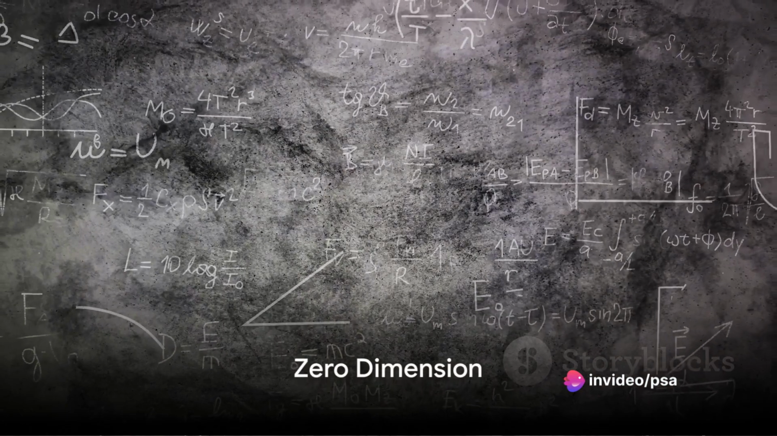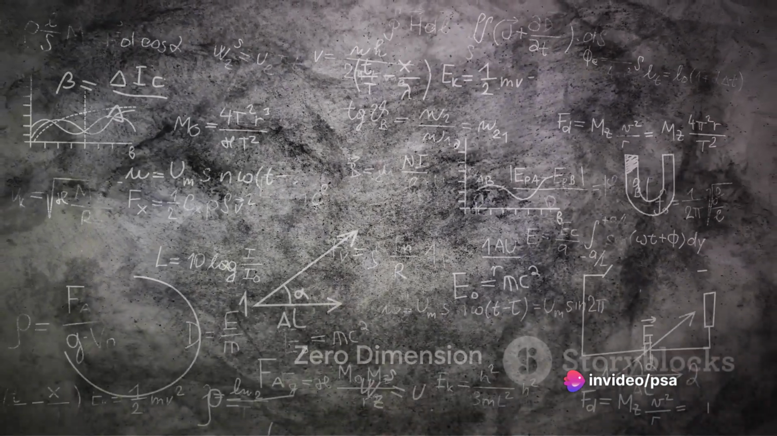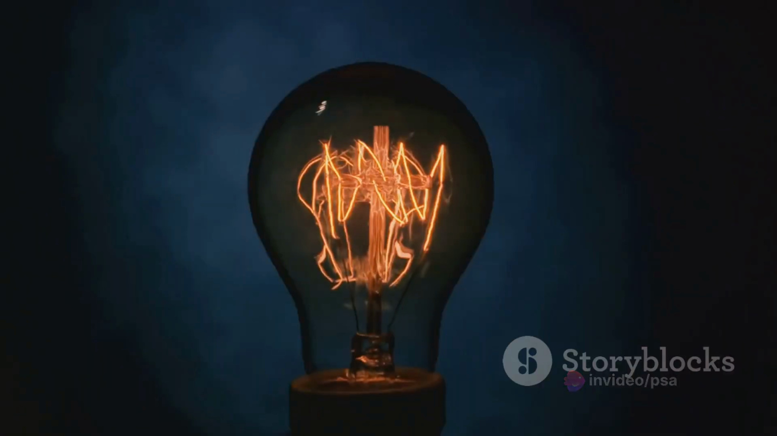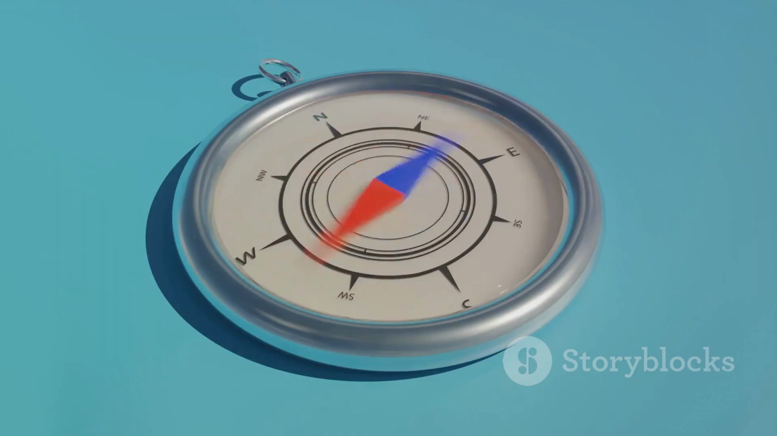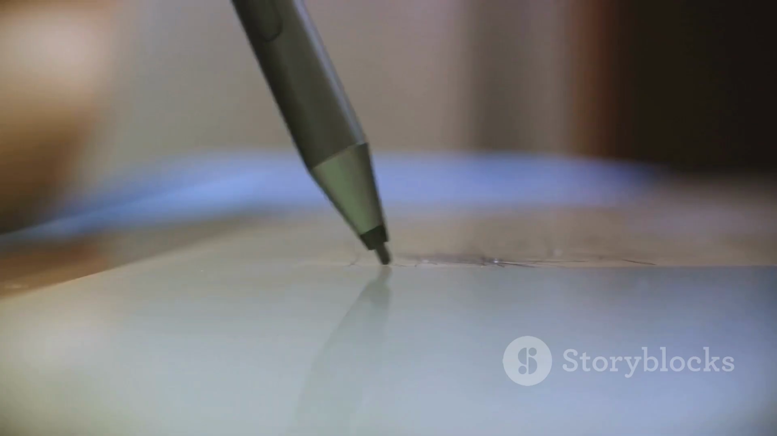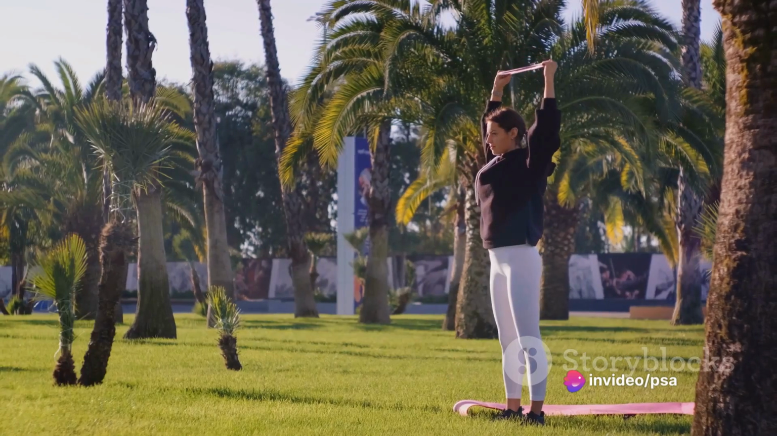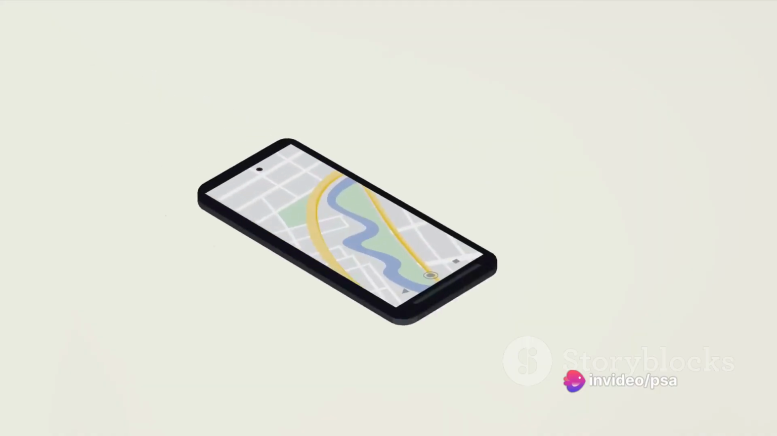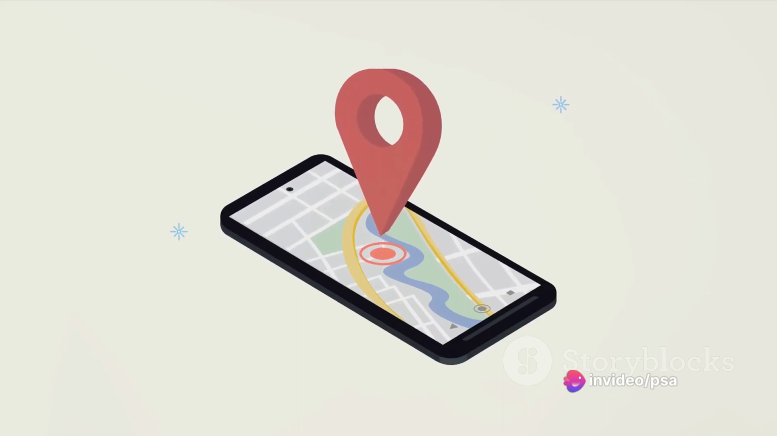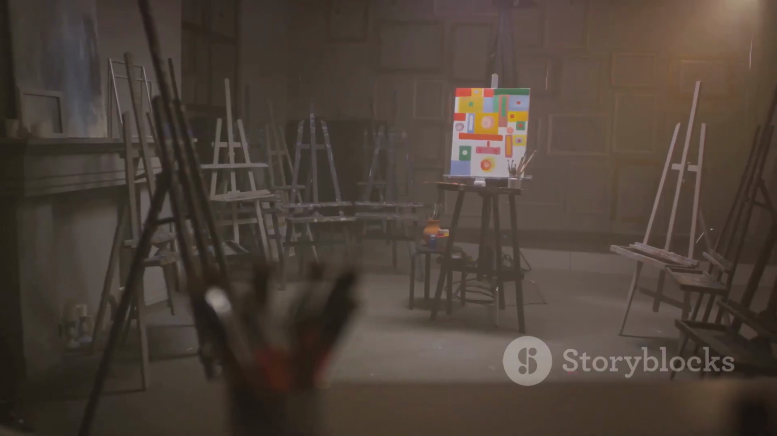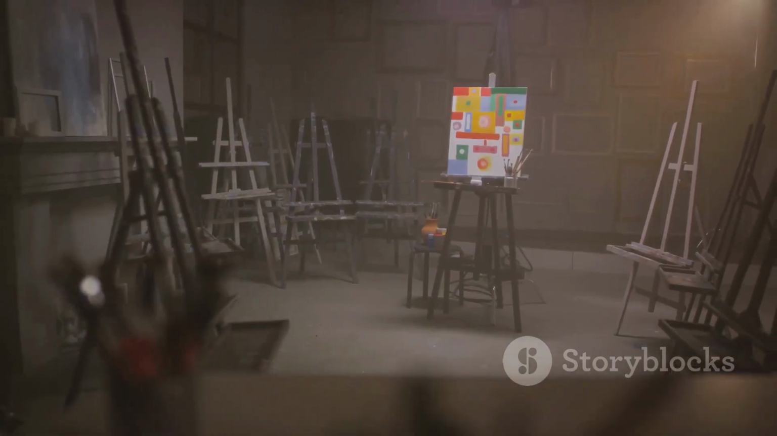Imagine a point in space with no extension. This is what we call a zero dimension. Now you might be wondering, what does this mean? Well, consider a point in your mind. It's just that, a point. It has no length, width, or height. It doesn't stretch out in any direction. It's essentially a location or position with no size or volume. This is the simplest form of dimension, and it's the starting point for all other dimensions.